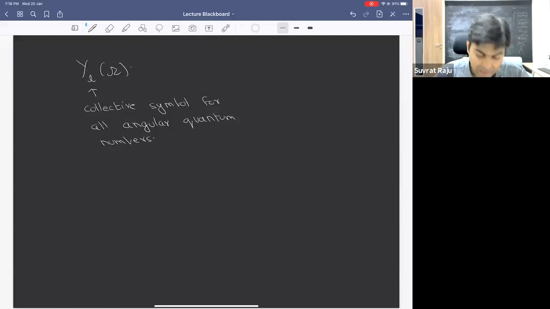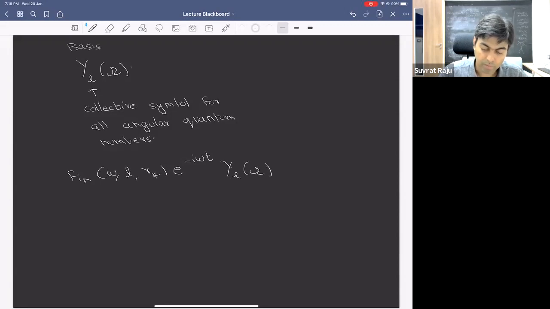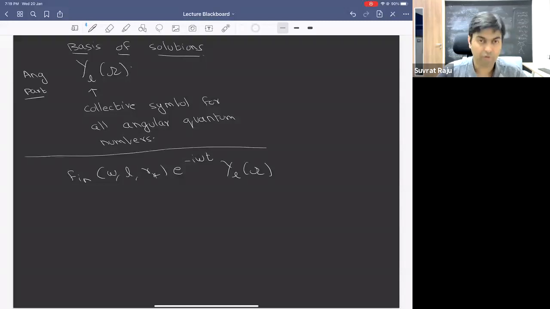Okay. Then you can choose for this wave equation that I wrote, one solution. So there are, with this, one set of solutions which look like f_in(omega, L, r star) into e to the minus i omega t Y_L(omega). So I'm now trying to write down a basis of solutions. This was the basis for the angular part, which we basically just introduced some notation for. Now we're trying to write down something for the rest of the space-time.